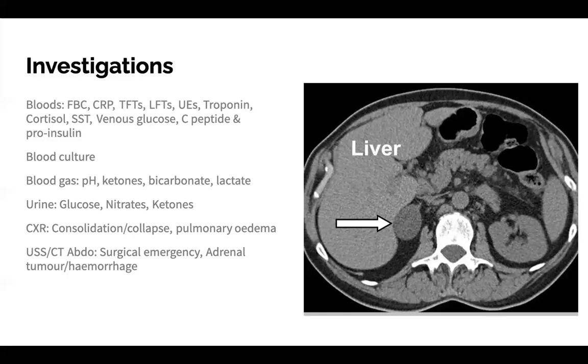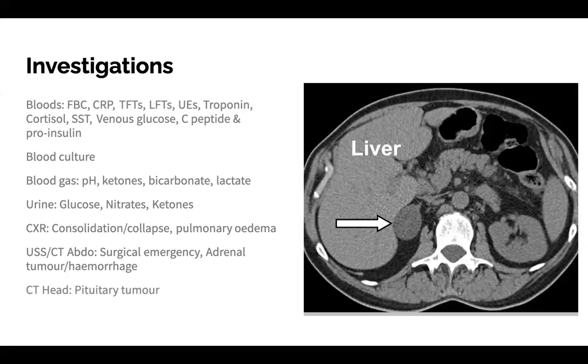But perhaps later down the line, if the patient's found to be Addisonian, then they may well have an underlying adrenal tumor or adrenal hemorrhage. And this is a good example of a patient who has had a CT scan, and here there is a right-sided adrenal tumor.